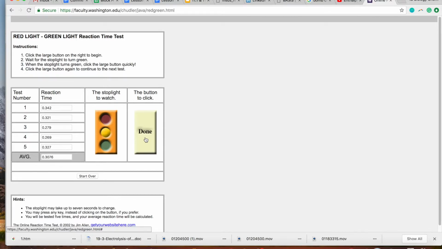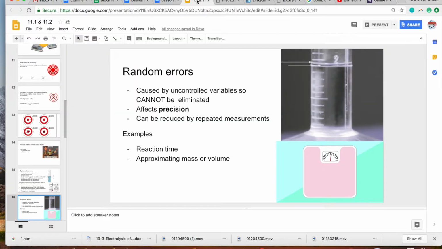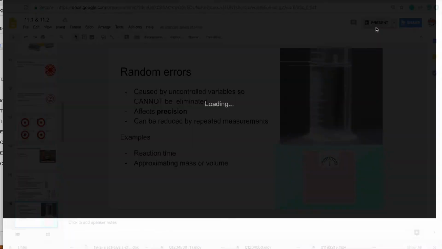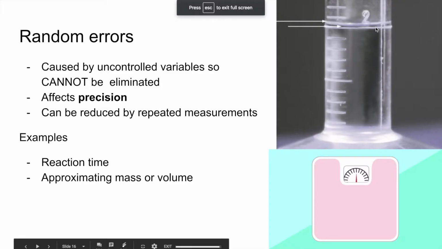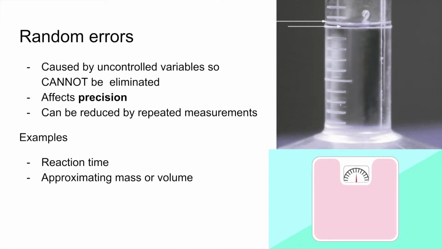Imagine if in a group, three of us are doing it. Obviously, we're not going to have the same result. So we have to just keep doing it. And even if it's just Bailey alone, you never get the same reaction time. So, in experiments, that is an example of a random error. I cannot make Bailey click at the same point every time he repeats it. So the only way I can minimize that is to have him do it several times and take the average.